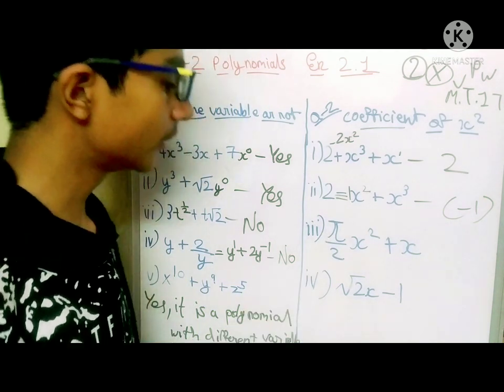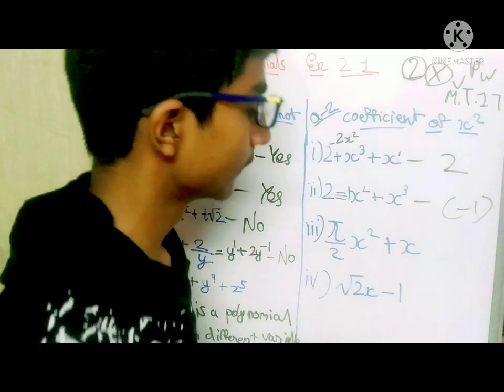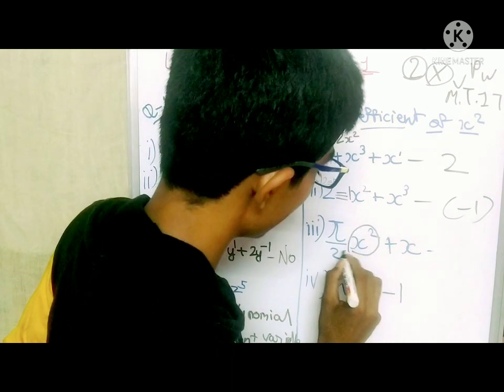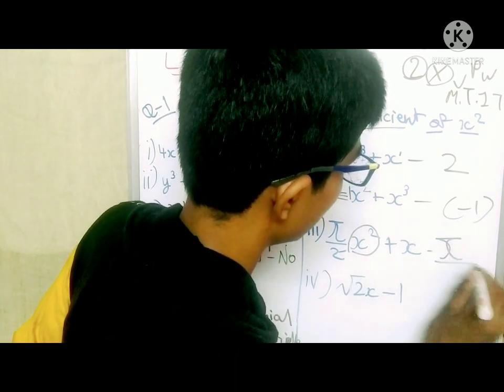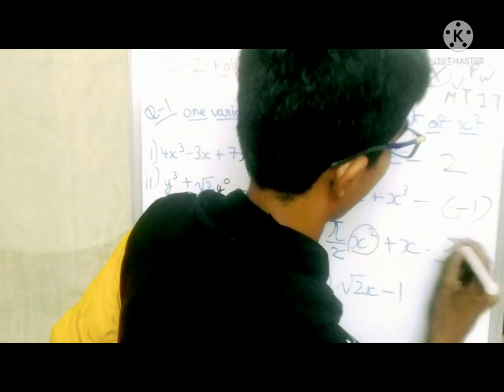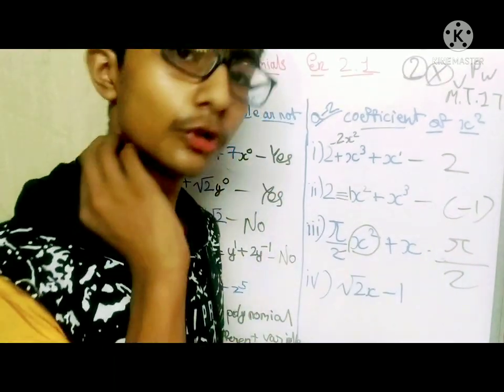So now question number 3, pi upon 2 x square plus x. So this is a very simple question. The coefficient of x square is pi upon 2. So here the coefficient of x square is pi upon 2.